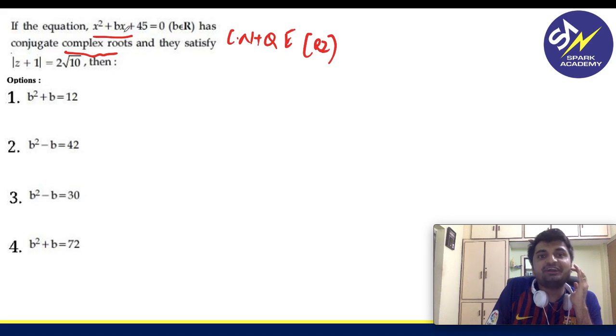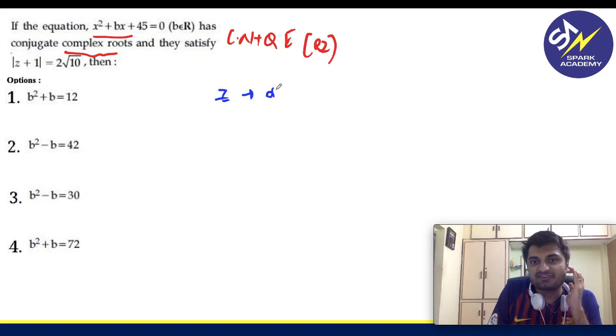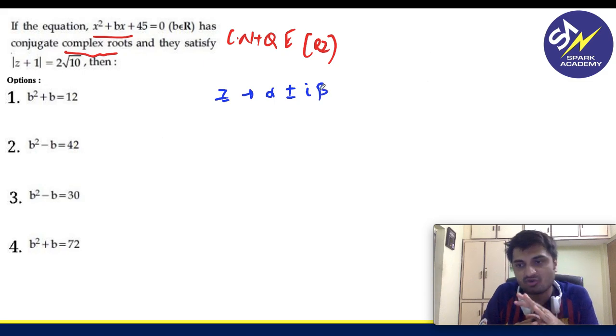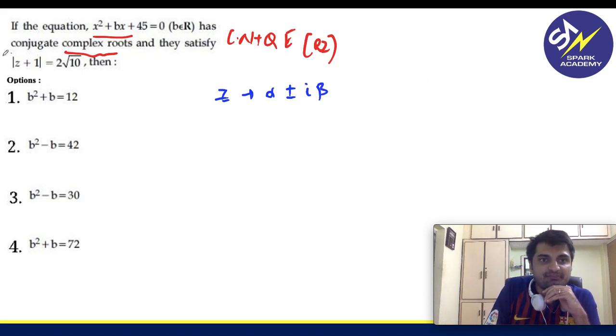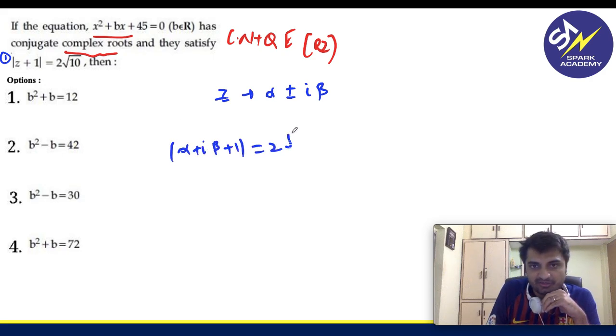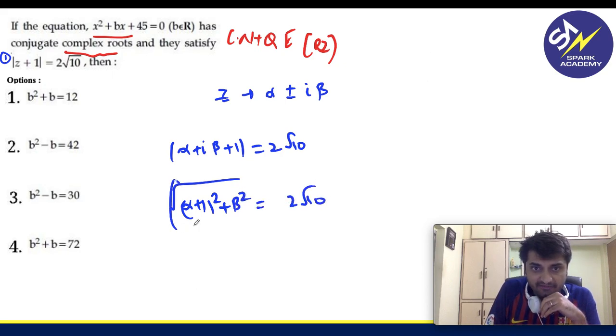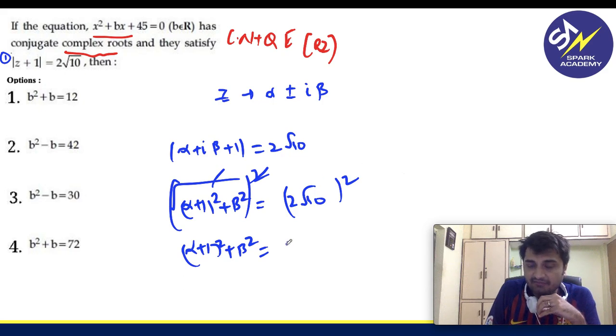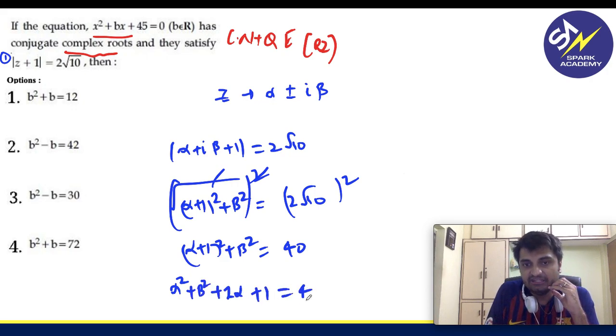X square complex conjugate roots. So what I will say is Z is a complex number. You know complex conjugate means alpha plus or minus i beta. So let me first simplify this equation. If I put this as alpha plus i beta plus 1, this is 2 root 10. So how will you do mod? This I can write under root of alpha plus 1 whole square plus beta square equal to 2 root 10. Square on both sides, guys. So alpha plus 1 whole square plus beta square will be 4 into 10, which is 40, right?